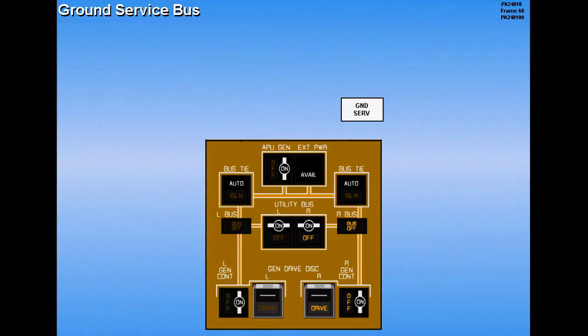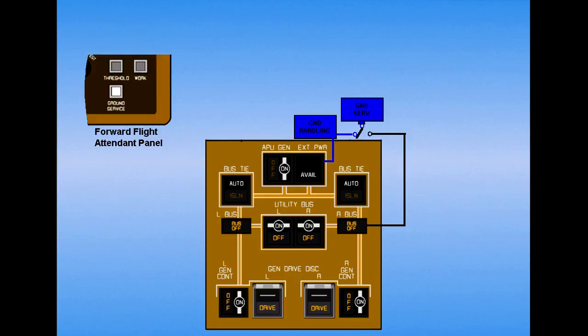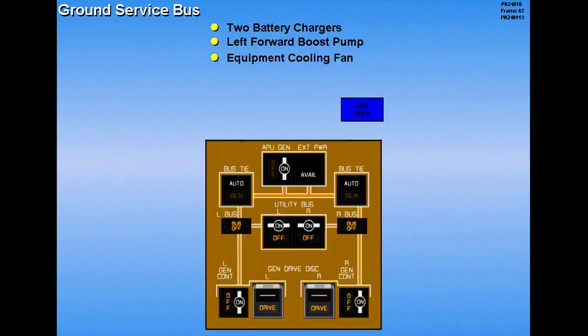The ground service bus is powered by the right AC bus anytime the right electrical system is operating. Should the right AC bus not be powered, the ground service bus switch, located on the forward flight attendant's panel, will allow the ground handling bus power to supply the ground service bus. The ground service bus powers the two battery chargers, the left forward fuel boost pump, an equipment cooling fan, and some interior and exterior lights.